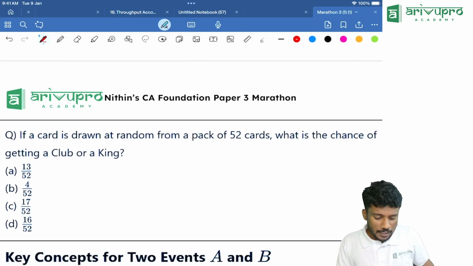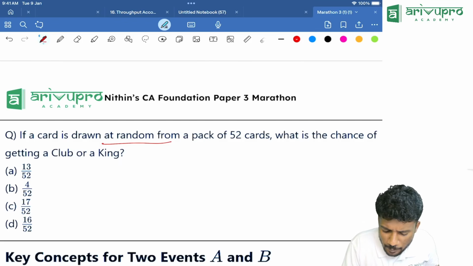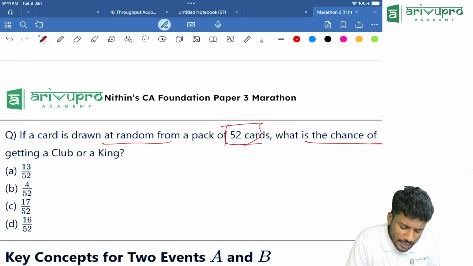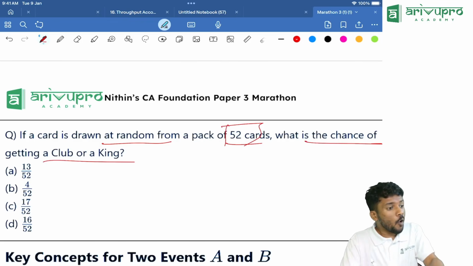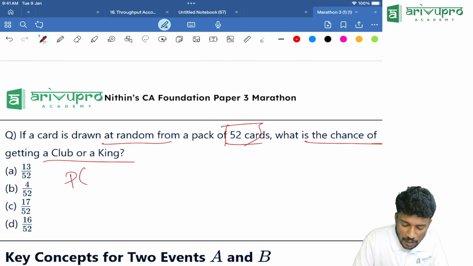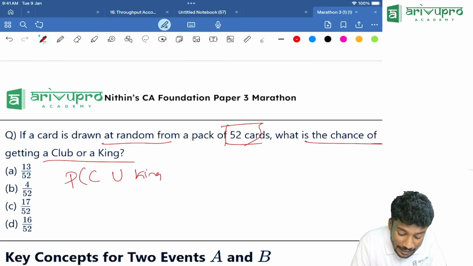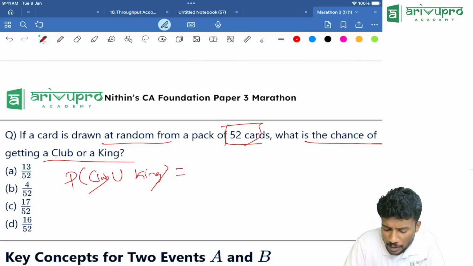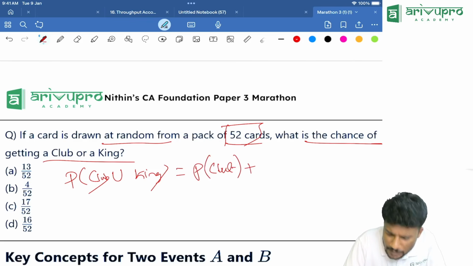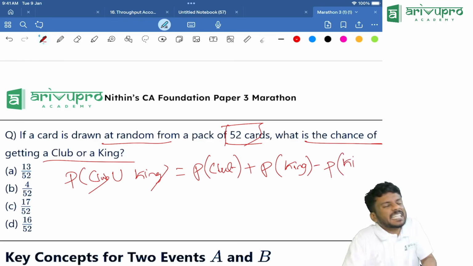Now, if a card is drawn at random from a pack of 52 cards, what is the chance of getting a club or a king? It is a club or a king, so P of club union king. Now you tell me what it is: P of club plus P of king minus P of king intersection club.